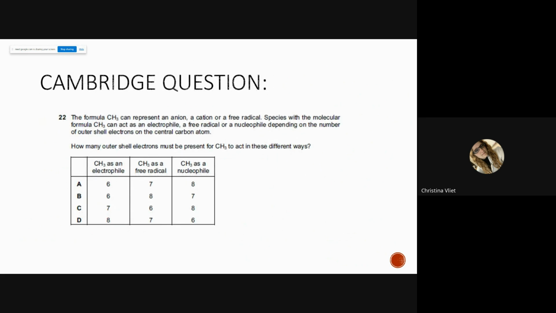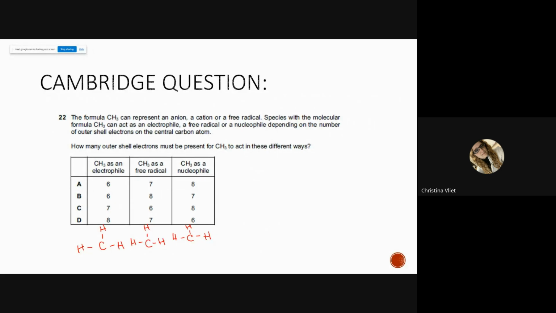All right, so before we move to another practice example, see if you can do this. Formula CH3 can represent an anion, a cation, or a free radical. Which version of CH3 is an electrophile? Which version of CH3 is a free radical? And which version of CH3 is a nucleophile? How many electrons would each carbon have in each case?